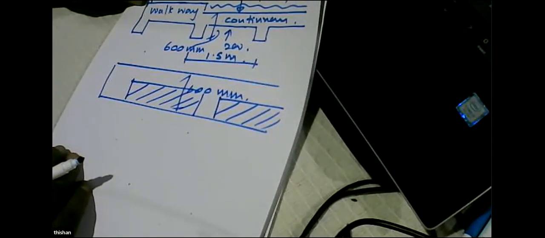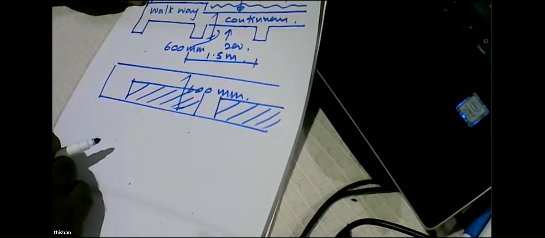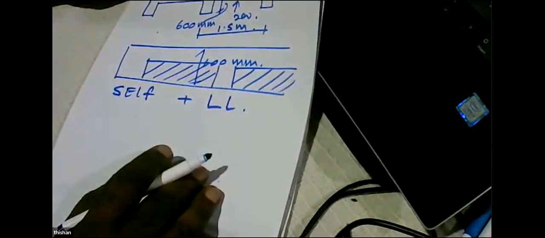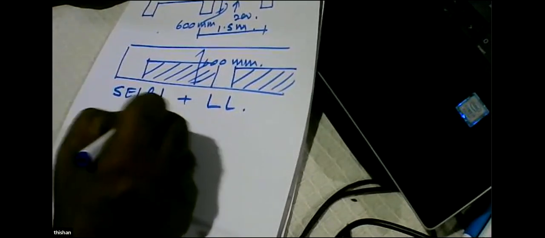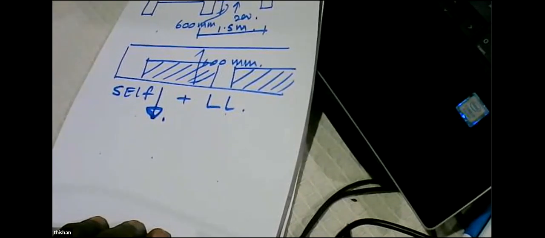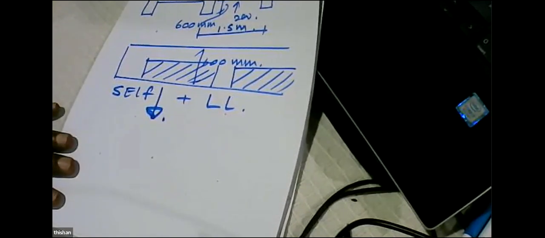So what will happen to the overall bending moments that these beams have to carry? The overall bending moments have been reduced drastically. And because we have reduced the overall bending moment, because the bending moment will come from self-weight and the live load. So what we do is we reduce the self-weight significantly while the live load cannot be touched. The live load is already specified. So you can't do anything about the live load, but we are significantly reducing the self-weight.